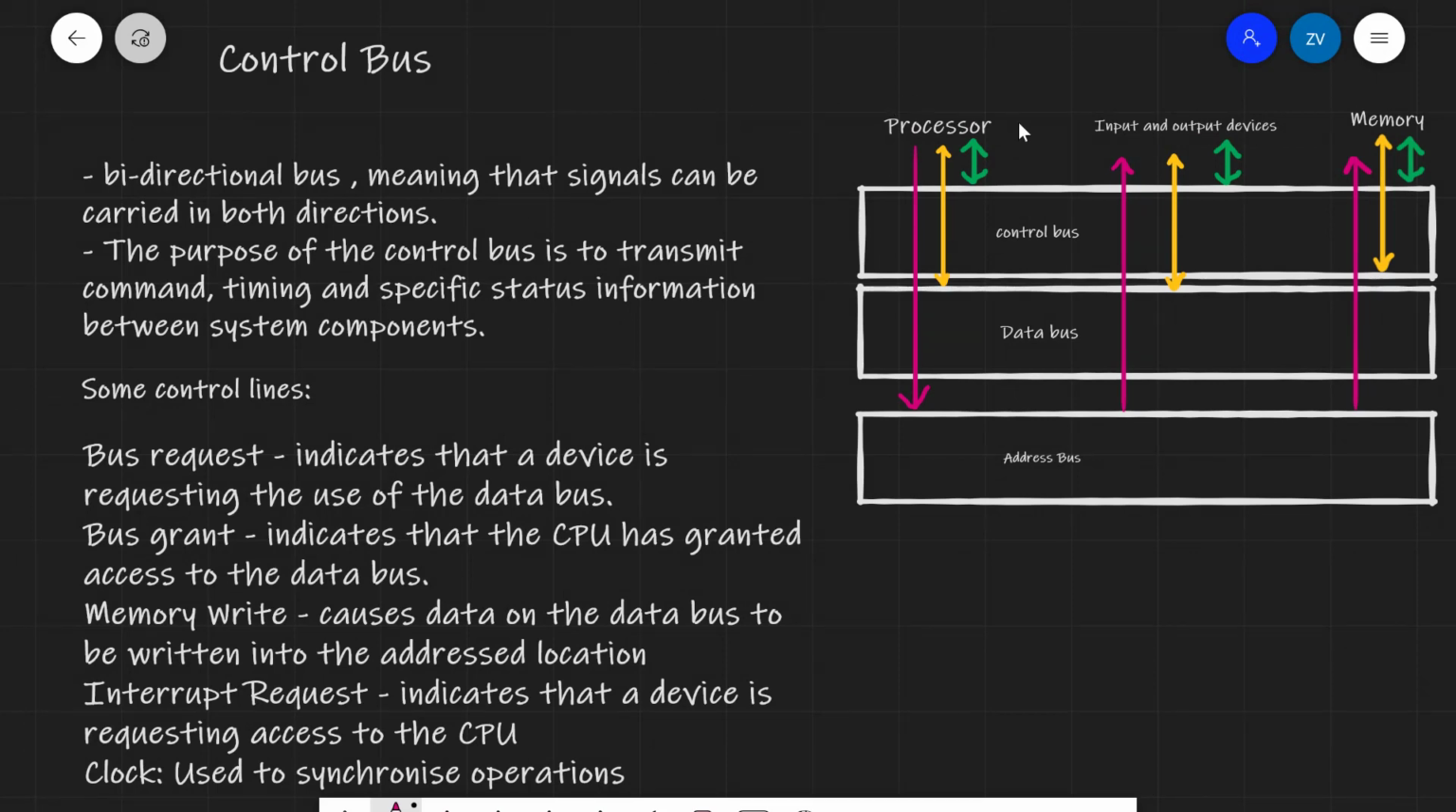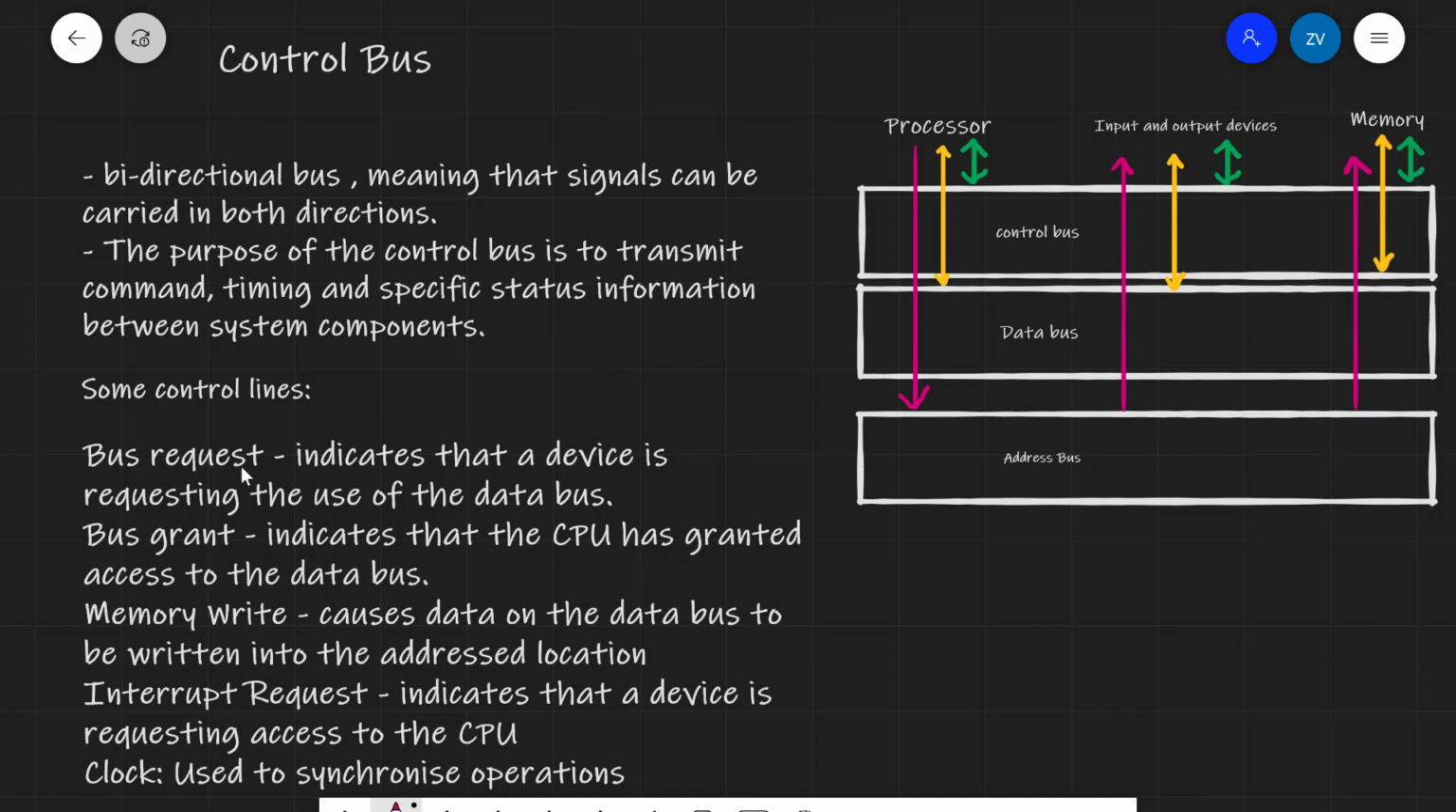We're going to start off with the control bus. First off, it's a bidirectional bus, and this means that signals can be carried in both directions, as indicated by those arrows. The purpose of the control bus is to transmit commands, timings, and specific status information between system components. Here are some sample control lines.